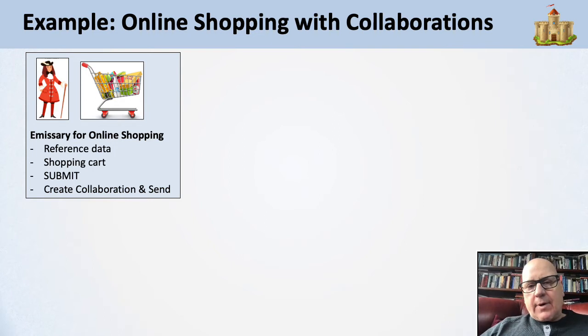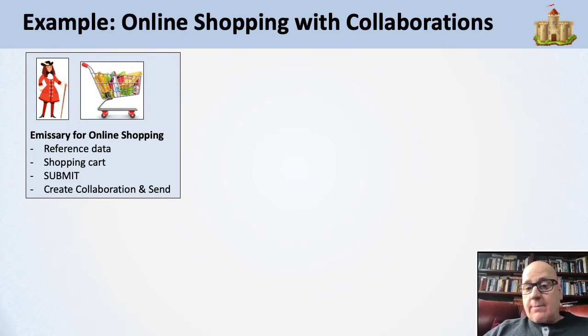Now let's dig deeper and let's talk about online shopping with collaborations. So I have an emissary that's going to help me do shopping. Now, in my model, when I go to a big e-commerce retailer and I'm looking at the products and putting them in the shopping cart and so forth, that online web experience or the experience on the app on my phone, that is an emissary. It's outside the trust boundary. Only when submit happens do things get prepared and go inside the trust boundary of the back end. So that emissary may have reference data, may have a shopping cart, it will push submit and create the collaboration.